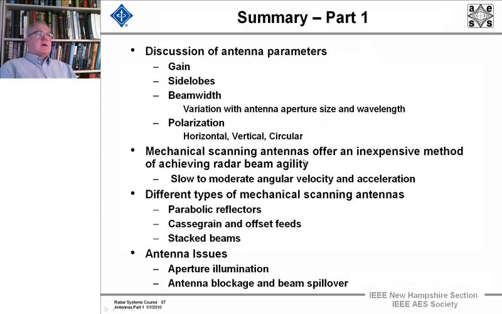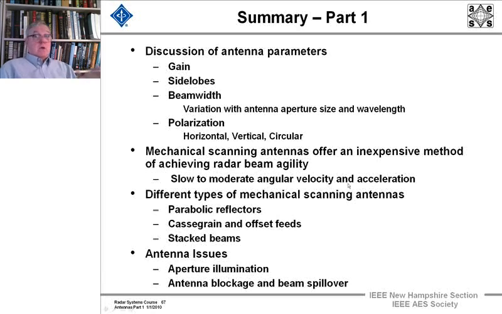Okay, now let's summarize part 1. We covered an awful lot of territory. We've discussed antenna parameters, gain, side lobes, beam width, how the beam width varies with the antenna aperture size and wavelength, and talked about polarization and the different forms of it. We've talked about mechanical scanning antennas as a nice, very inexpensive way of getting beam agility, though with slow to moderate angular velocities and accelerations.